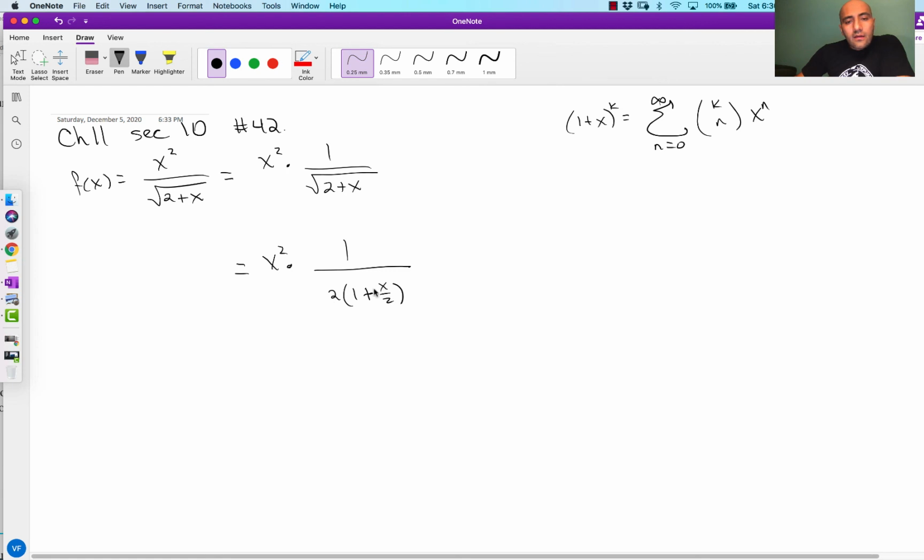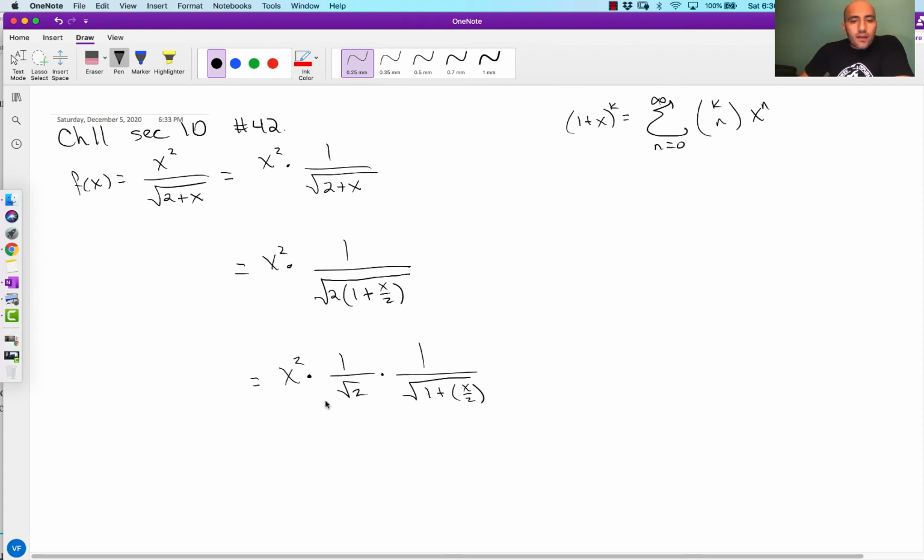And now all of that is still inside this root, so we haven't gotten rid of it yet. Okay, so now I can separate this into x squared times 1 over root 2 times 1 over root of 1 plus x over 2.